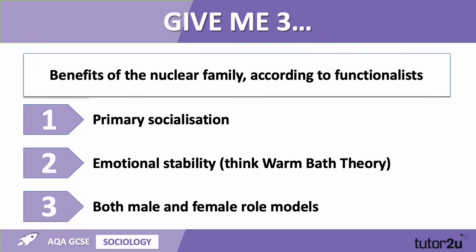So how did you get on? Let's have a look at the answers. Well, benefits of the nuclear family according to functionalists are primary socialisation. We've got emotional stability, so thinking about the warm bath theory, and we've got the idea of both male and female role models. So we're going to have a look at all of these in a bit more detail.